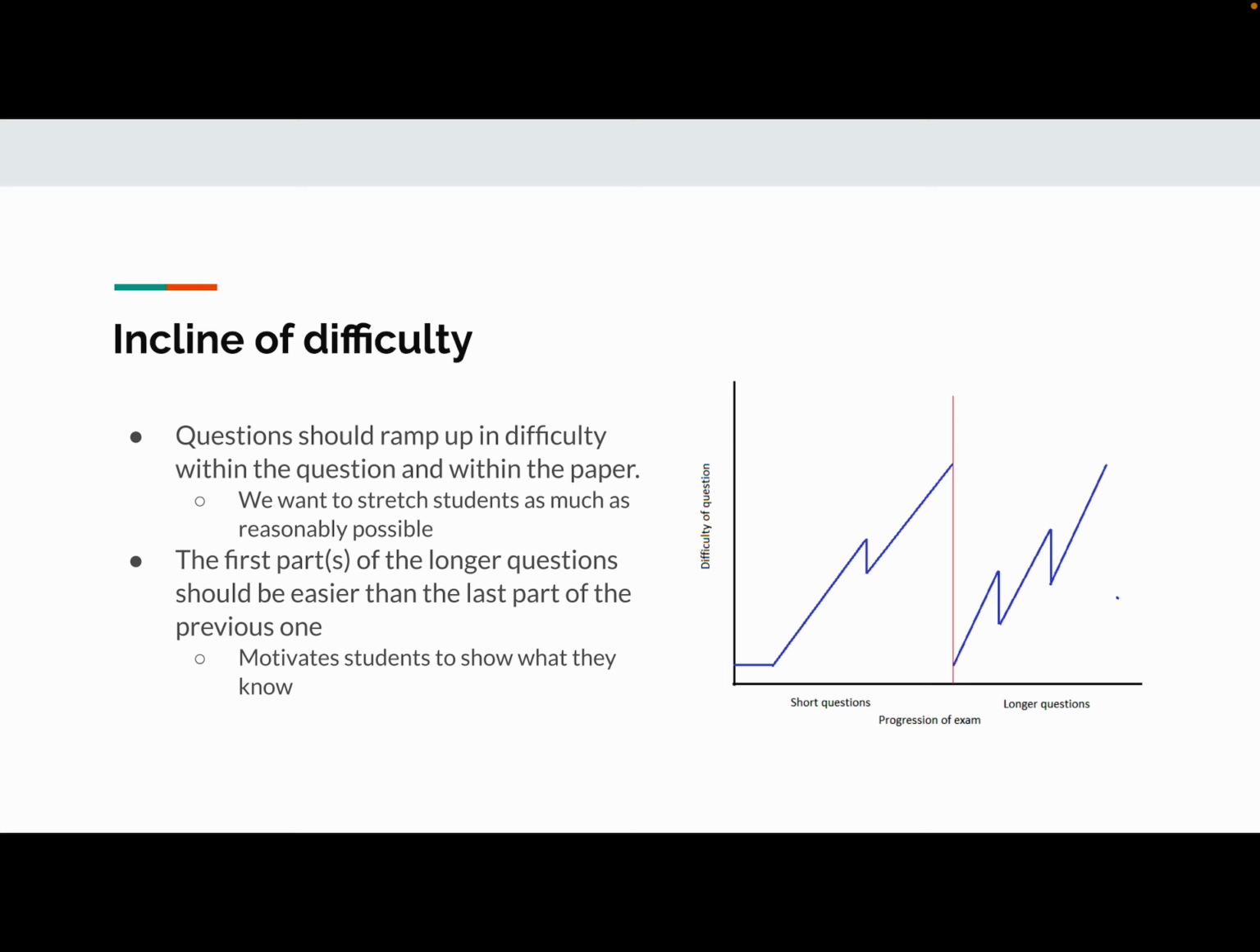Moving on to the incline of difficulty. As students work through the paper, the questions should ramp up in difficulty. And this should happen at the question level as well as at the paper level. The reason is that we want to stretch students as much as reasonably possible. Now, I would like to spend a bit of time focusing on the word reasonably.